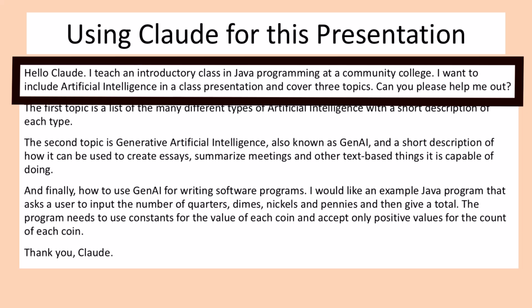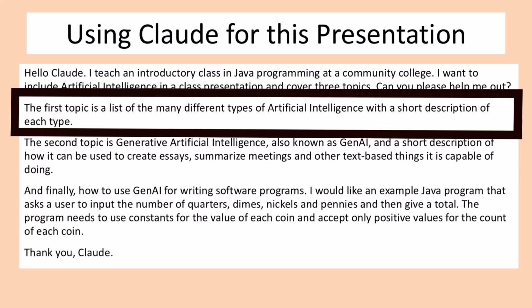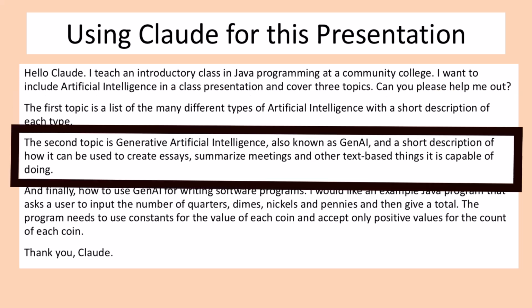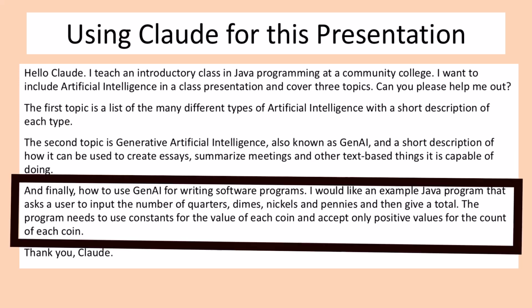Hello Claude, I teach an introductory class in Java programming at a community college. I want to include artificial intelligence in a class presentation and cover 3 topics. Can you please help me out? The first topic is a list of the many different types of artificial intelligence with a short description of each type. The second topic is generative artificial intelligence, also known as GenAI, and a short description of how it can be used to create essays, summarize meetings, and other text-based things it is capable of doing. And finally, how to use GenAI for writing software programs.